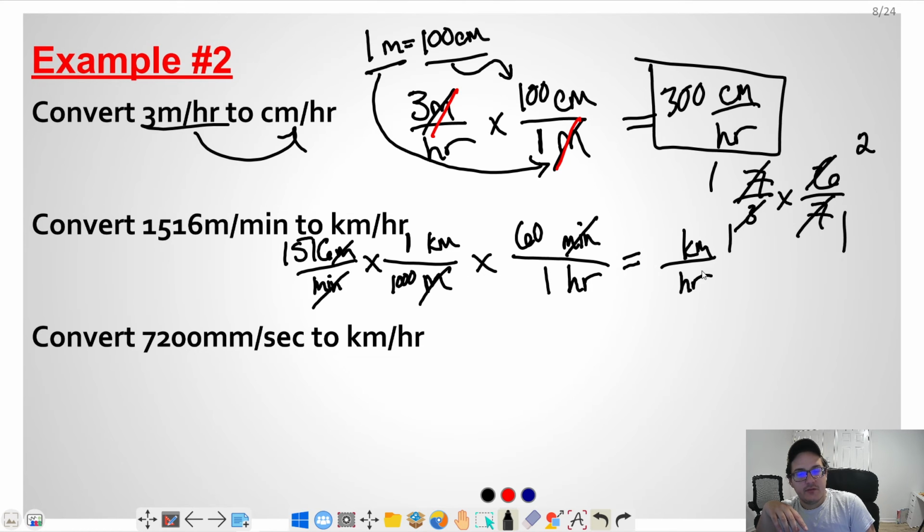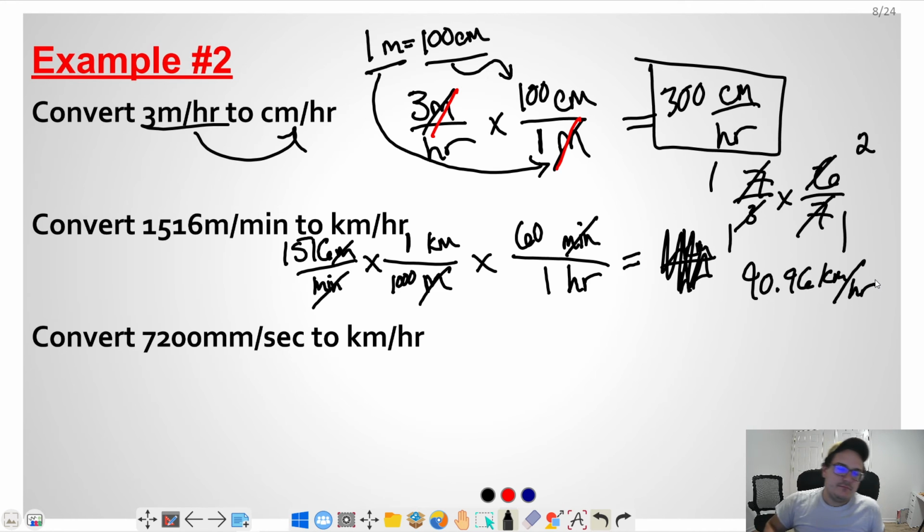We've got our unit correct, but I'm going to run out of space here. I'll run over to my calculator and do the calculation. What do we do? I'll do 1516 divided by 1,000 times 60. So I get 90.96 kilometers per hour. Okay? This is a little tricky.